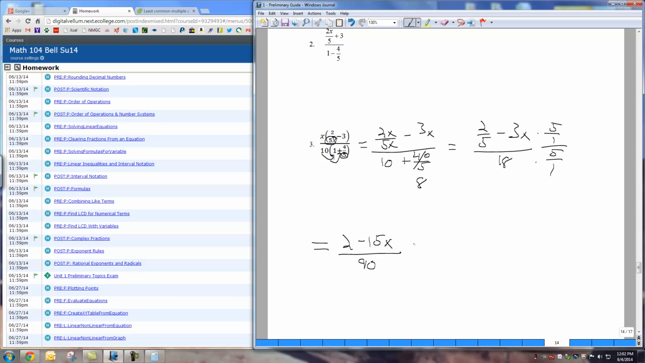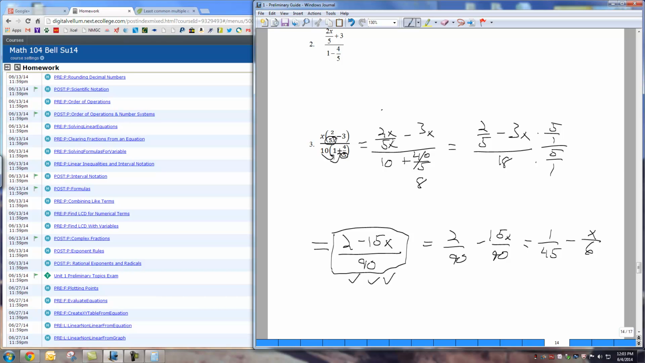You notice here, 2 and 90 have something in common, but they don't have 15. 15 and 90 have something in common, but 2 isn't. So that's as far as we can go. I want you to know too that this can be written as 2 over 90 minus 15x over 90, and that can be reduced, so it's the same as 1 over 45 minus x over 6, because 15 goes into this one. So all three of these statements are equivalent. This one is really the one I want you to leave it with though, okay?